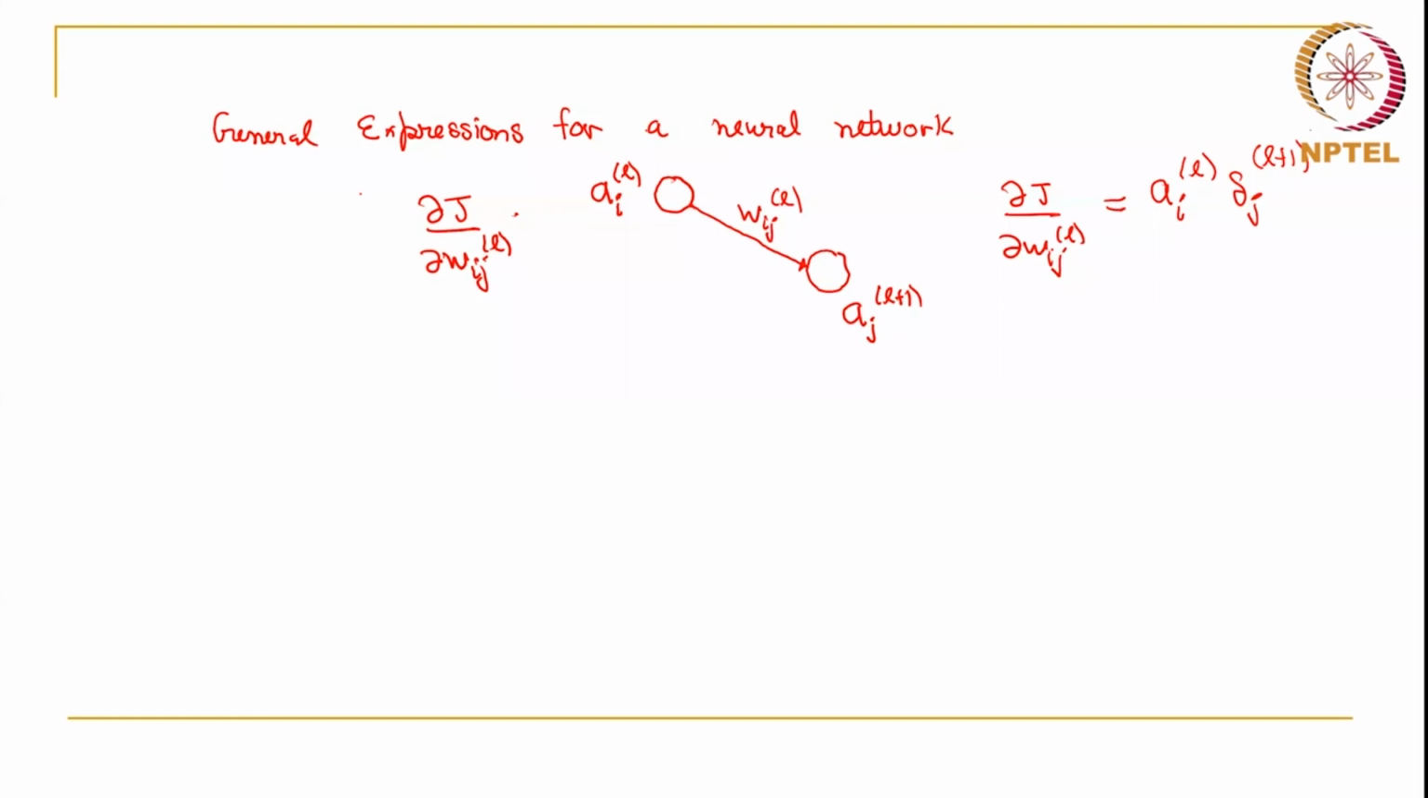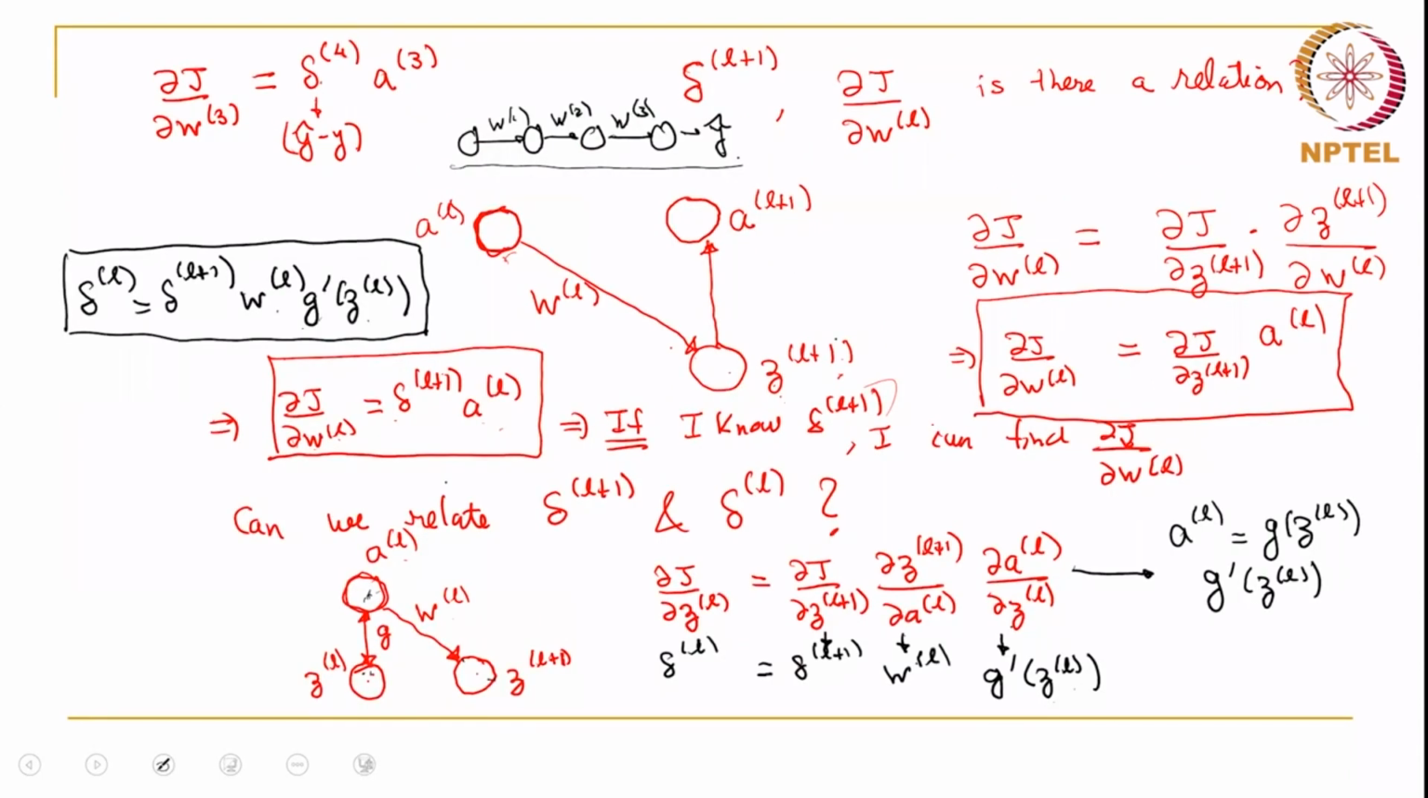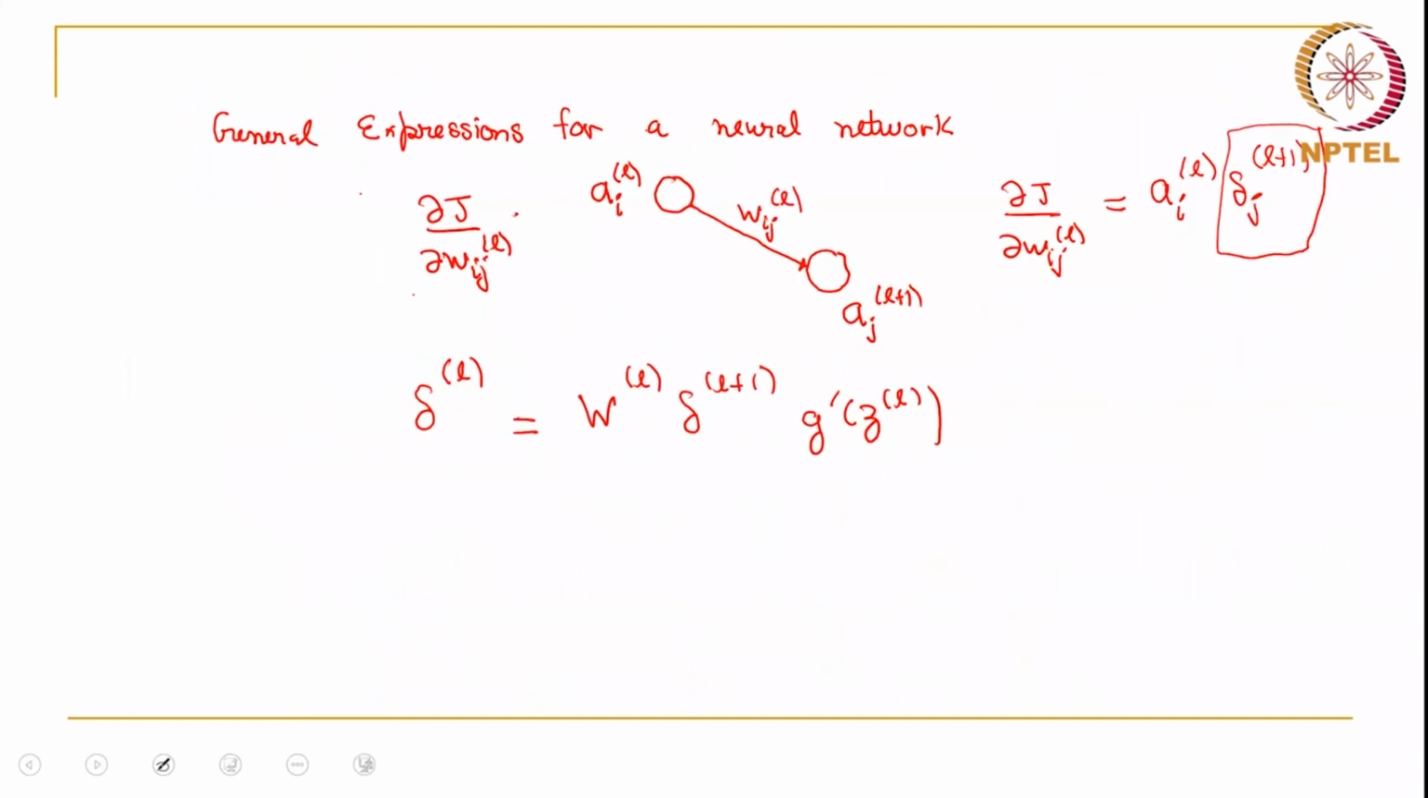Of course, our major catch is to find this recurrence relationship. And that relationship looks like this: delta^L equals W^L delta^(L+1) g'(z^L). If you notice, that's what we wrote here: delta^(L+1) W^L g'(z^L). But now this is a matrix operation.